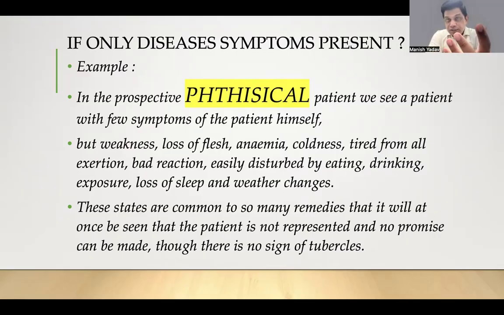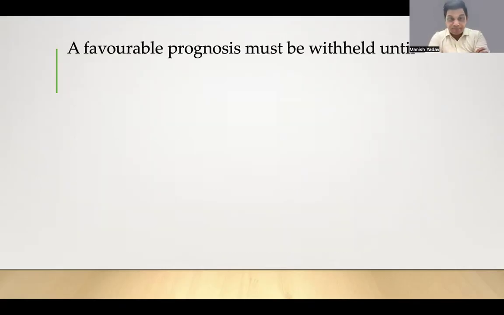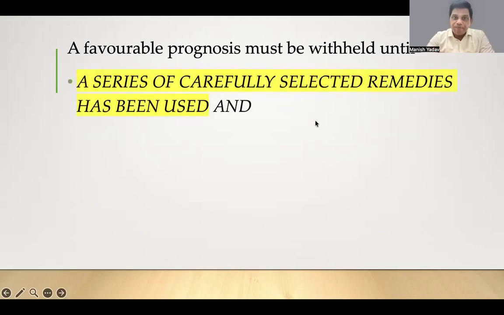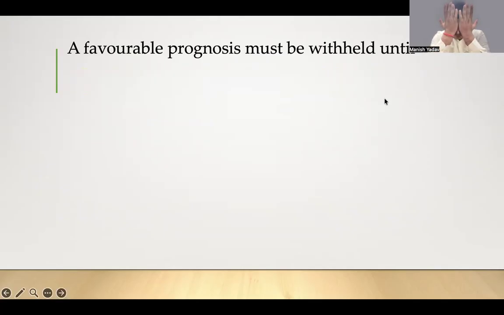So if you see this kind of patient, tuberculosis or these symptoms, so many remedies are possible. But until you individualize the patient, you know that you are just palliating. And then he says the favorable prognosis must be withheld until. Now, we are at the end of the session. Now we will get your answer.